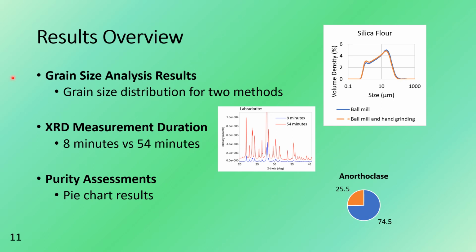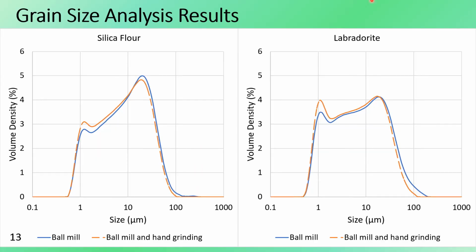So we've got grain size analysis, so basically the grain size distribution for the 2 methods, XRD measurement duration, so 8 minutes versus 54 minutes, and then pie chart results for all the purity assessments. So a quick note before we get into the meat of this, ball mill grinding duration does vary among different minerals, but the hand grinding is the same amount.